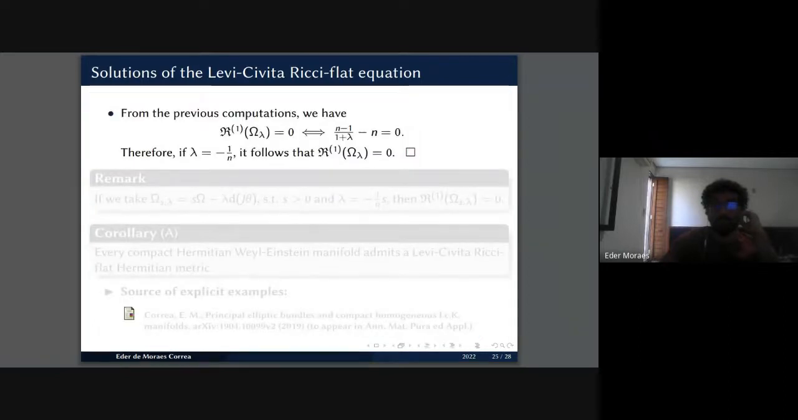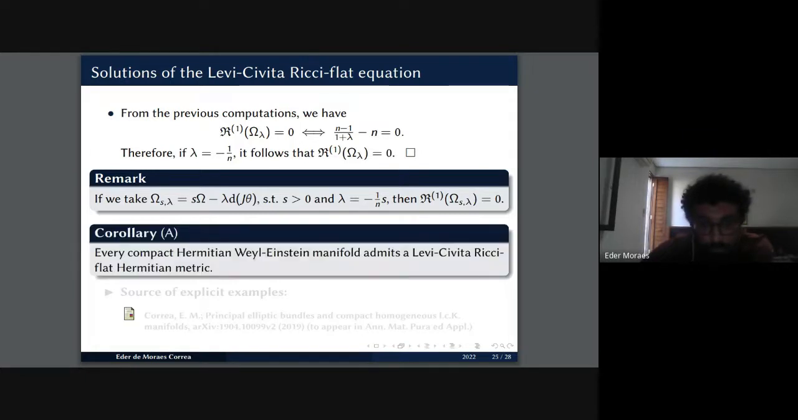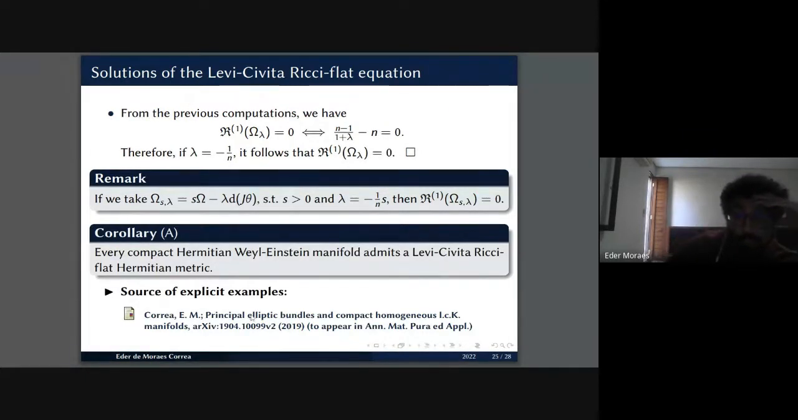So if you know how to describe the Sasaki structure, we can describe explicitly the associated Levi-Civita Ricci-flat metric, which we have in the quotient manifold, right? And in this paper here, I described the Weismann structures on principal elliptic bundles over compact homogeneous LCK manifolds. From the results of this paper, we can construct explicitly several examples, right? And I will also give more examples.